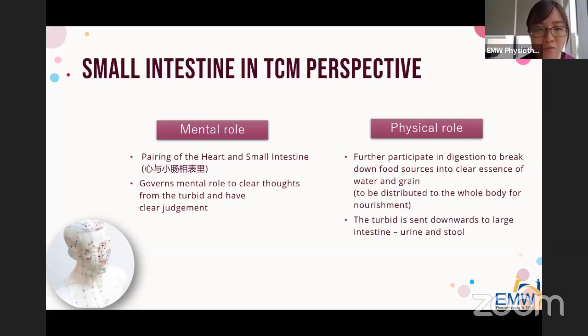Because of the intense study of the brain-gut axis, the connection between the brain and gut actually works, they are interconnected and they affect each other. So for the mental role, because the small intestine pairs up with the heart, in TCM terms we call it 心与小肠相表里. With this connection, the heart is the chief in the whole body system. It would move in terms of having clear thoughts and judgment as well.